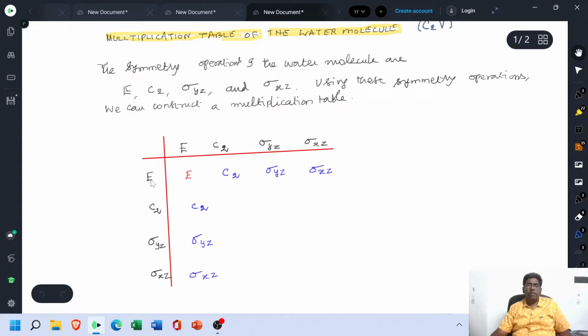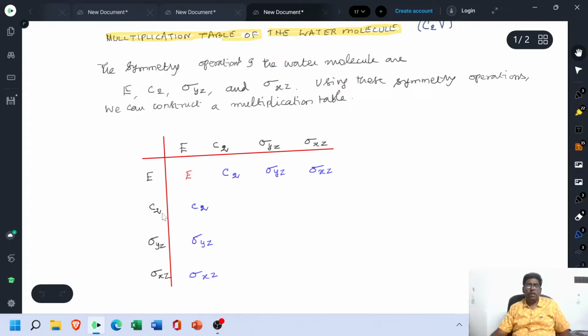Now we have to make the multiplication. E is the identity element. Multiplication of any element with E will provide the same element, so we have written all the elements in the row as such: E into E is E, E into C2 is C2, E into sigma yz is sigma yz, E into sigma xz is sigma xz. Then C2 into E is C2, because the product of any element with the identity element is the same element.